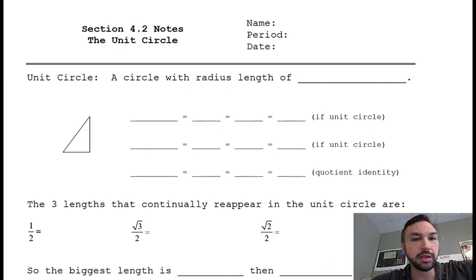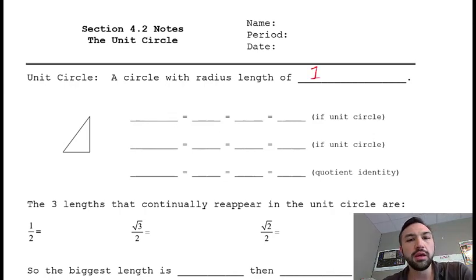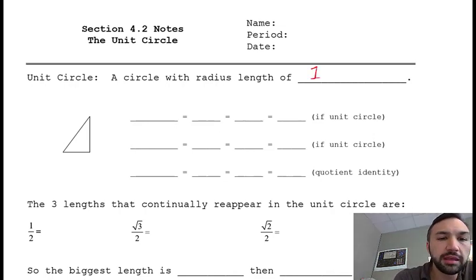Alright, today we're going to look at the unit circle and some stuff about the unit circle that you need to know. When we refer to the unit circle, it's called unit because it is a circle with radius length of 1. And within the unit circle, we have some trig values that come up a lot.